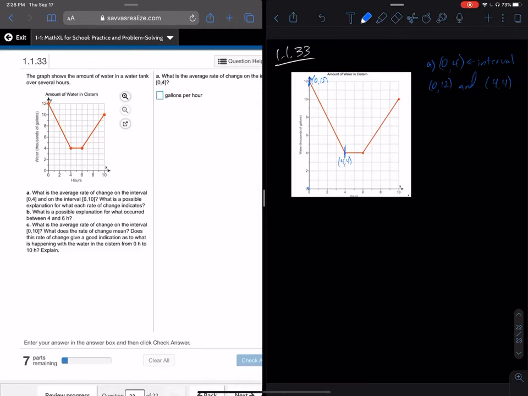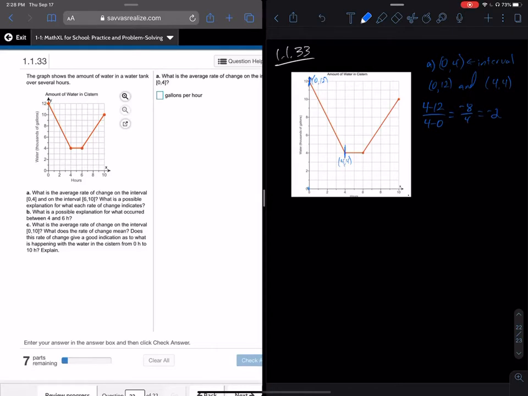So there we need to find what the average rate of change is by using the slope formula. So I'm going to do y minus y over x minus x. So 4 minus 12 over 4 minus 0. That's going to give me negative 8 over 4, which is negative 2. So the average rate of change on the interval would be negative 2.